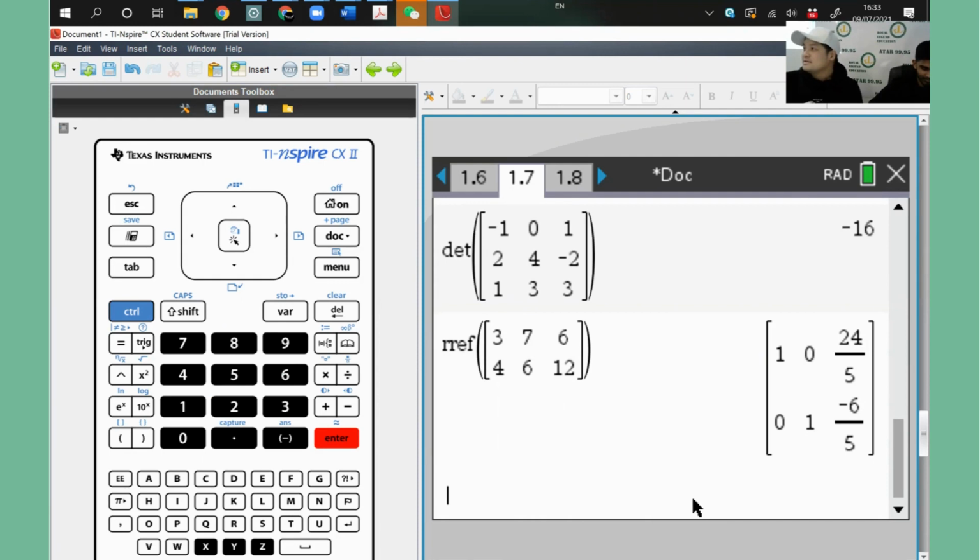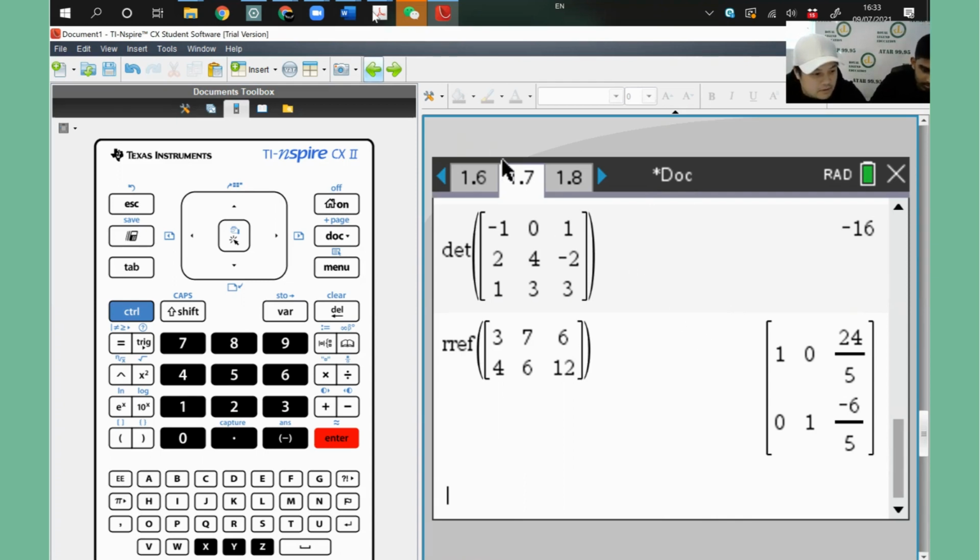Be careful. To show the answer, make sure the left-hand side is an identity matrix, which means this diagonal must be 1. Then this is your answer. Copy this down, plug 24 over 5 and minus 6 over 5 here.